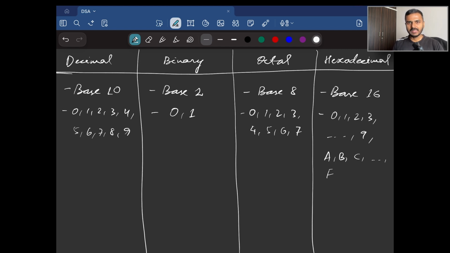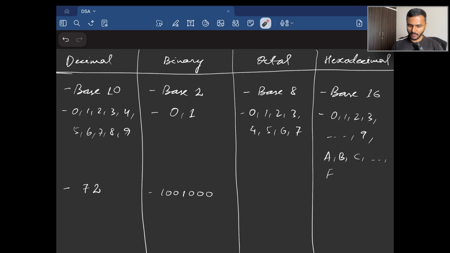With this discussed, let us talk about how can we represent a number in any of these number systems. For example, if we were to represent 72 in decimal, we will write 72. That is it, right? If we were to represent 72 in binary, it will be 1001000. Now, if you're wondering, how did I get this from this? We are going to discuss about this, but that will be a discussion in the next video.